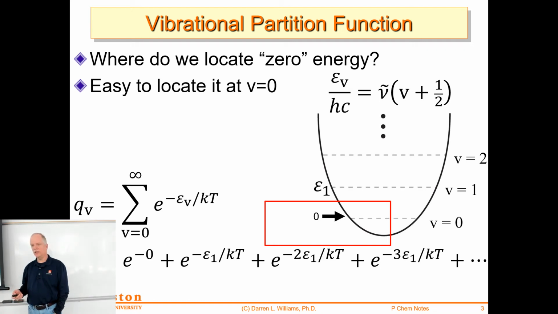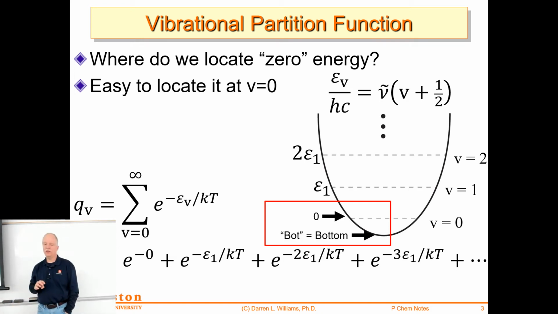Which gives us the energy 1, which is essentially the vibrational frequency. And then the next one is 2 times that energy, because it's equally spaced, and 3, and then 4, and so on. And so what we end up with is that sum that you see down at the bottom.